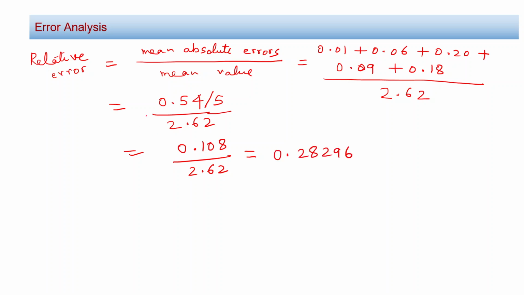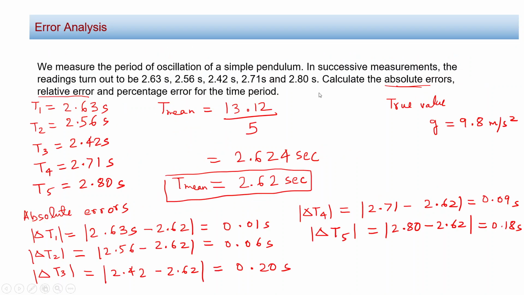So this is the relative error, and because it's a ratio, there is no dimension. And then when we take percentage error, we just multiply this relative error by 100. That means this much is the percentage error in conducting these experiments where we have found 5 different values. So this is how we calculate absolute, relative and percentage error.